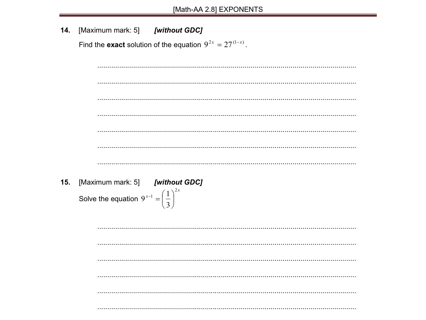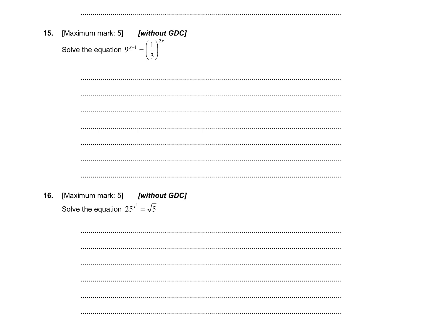Okay, so for 14, find the exact solution. So we need to rewrite this. These both are powers of 3, so that's 3 squared to the 2x, and that's 3 cubed to the 1 minus x. And then we can set the exponents equal to each other. That will be 4x on this side, and this is 3 minus 3x. So adding the 3x over and dividing by 7.